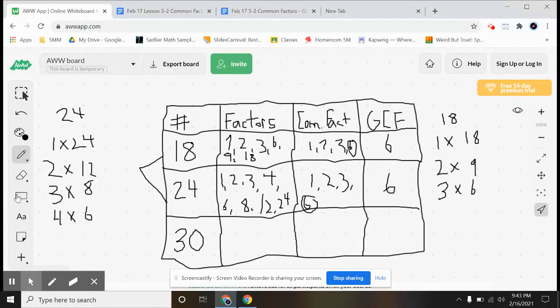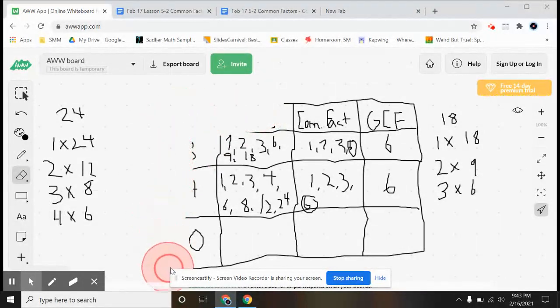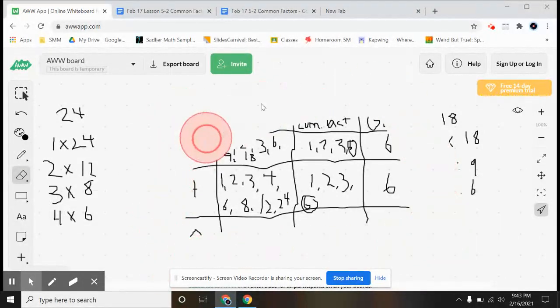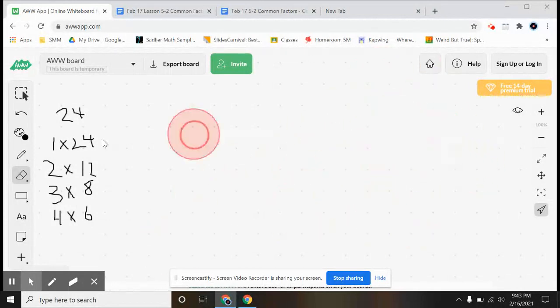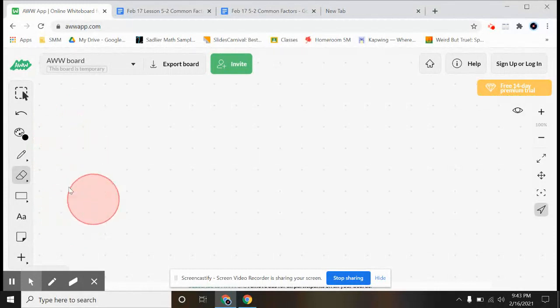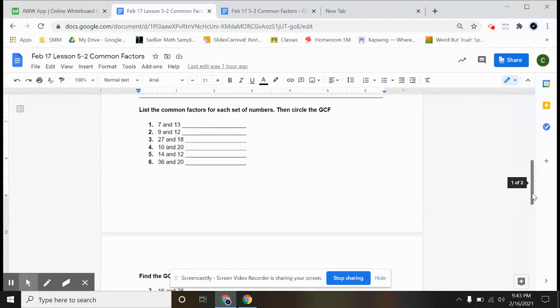Now, the only other thing you will potentially be asked to do today on your assignment. I'm going to get rid of this big graph for a moment, because we only have limited space on this little whiteboard. The other thing you'll be asked to do: there'll be directions down here that say list the common factors for each of the sets of numbers, 7 and 13. It gives you those 2 numbers.